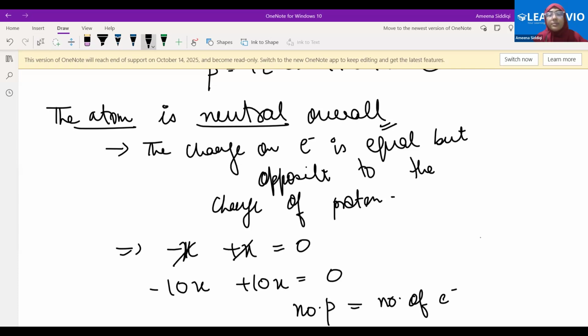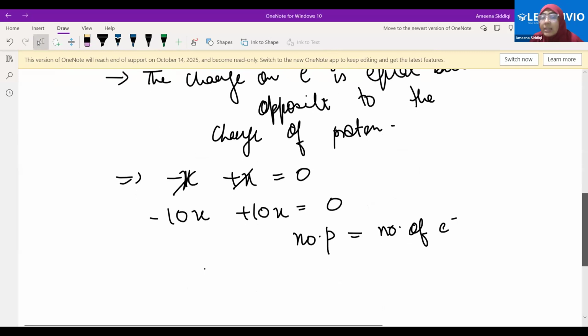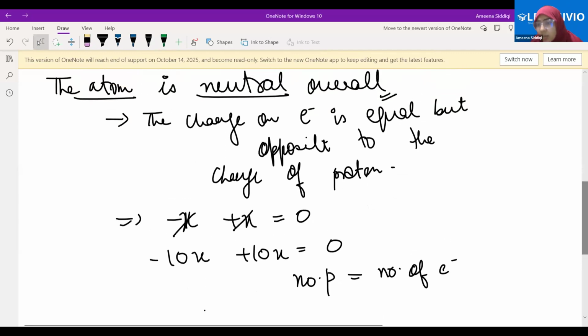Fine. I'll continue here. When the atom is overall neutral, that means an equal number of negative and positive charges should be there. When equal numbers of positive and negative charges are there, the number of electrons and protons are equal in the atom. Why? Because the charge on one electron is equal but opposite to the charge on one proton. Therefore, in an atom which is overall neutral, the atom will have equal numbers of electrons and protons. Is it clear?